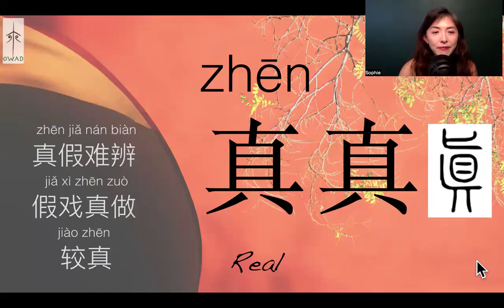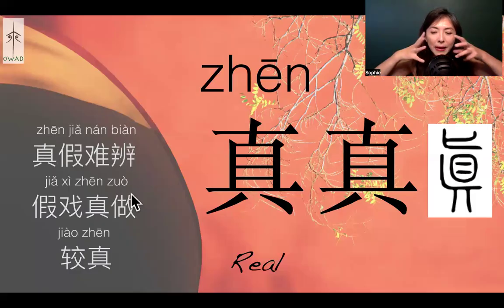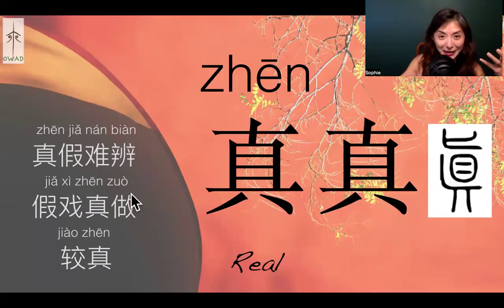真假难辨: 真 is real, 假 is the antonym, fake. So what's real, what's not real? 难辨, difficult to separate apart. So here is almost like a knife cutting something into two pieces. We use that to mean discerning. You can separate, kind of a classification.